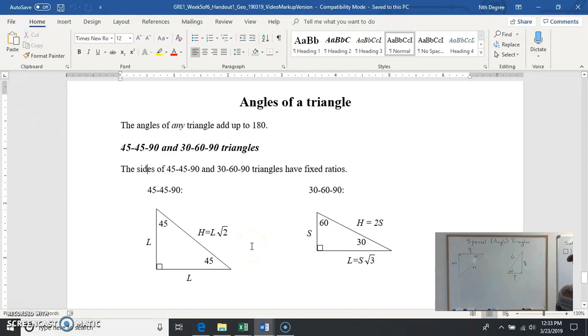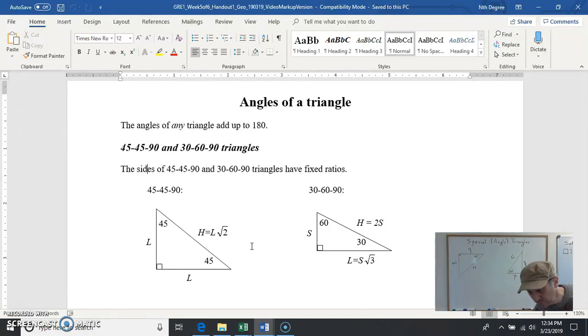So each one of these triangles has a certain proportionality to its sides. The sides always come in proportion to one another. As a matter of fact, that's true for any triangle, no matter what the angles are. But these are the only two triangles where we actually need to know those proportions. Otherwise, we'd be getting into trigonometry. And other than these two special cases, there's no trigonometry on the test.